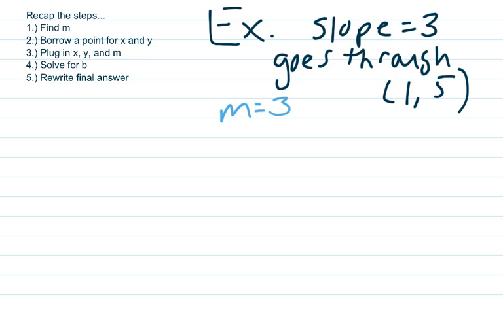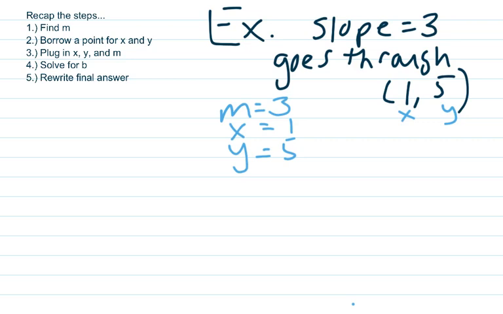Now the second step is also simpler. Borrow a point for x and y. Well, I only have one point there, so you don't even have to make a choice. You're going to use the point 1, 5. The x is the 1 and the y is the 5. So we have x is 1 and y is 5. And remember, this is being borrowed. So we're borrowing the 1 and the 5. We are going to give them back.